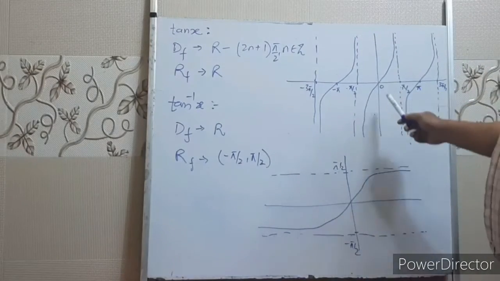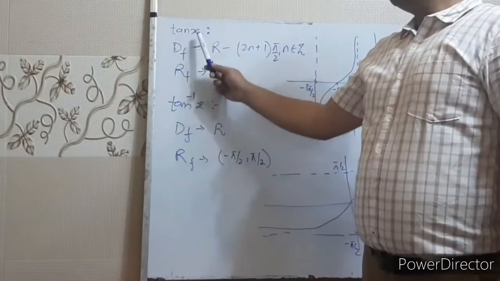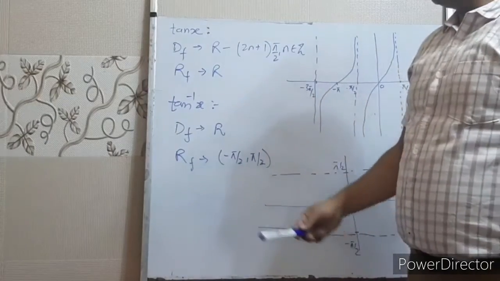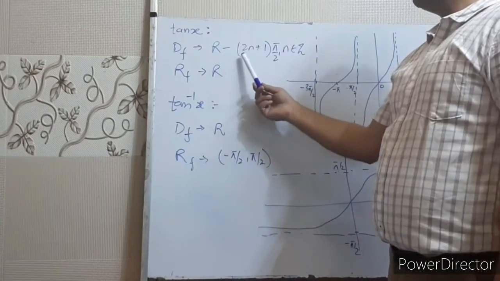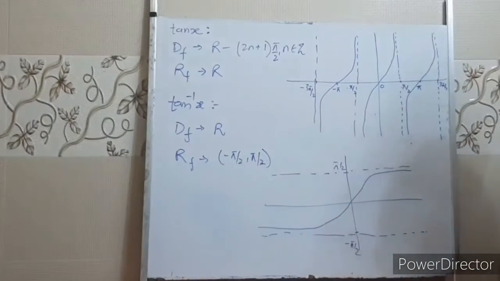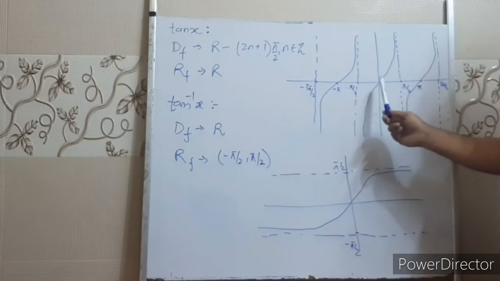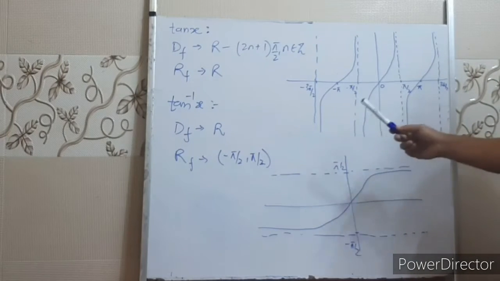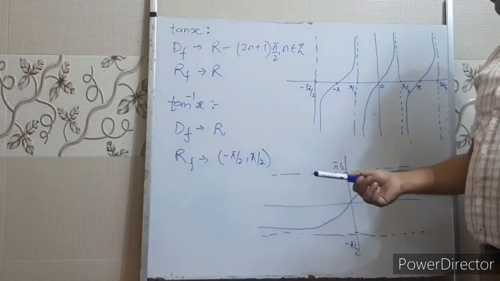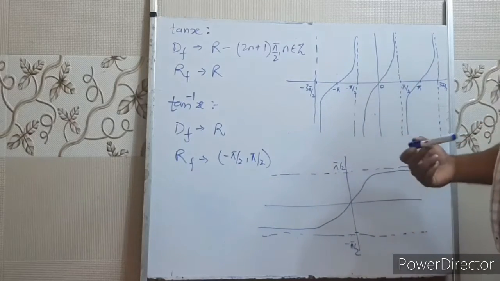Now you see the graph of tan x. The domain of the function tan x is all real numbers except odd multiples of pi by 2, or you can say real numbers minus (2n+1) into pi by 2, where n belongs to integers. Because tan x is not defined at pi by 2, 3 pi by 2, odd multiples of pi by 2. Because what is the value of tan 90? Not defined. What is the value of tan 3 pi by 2? Not defined. Because tan x is not defined at 3 pi by 2, so we cannot represent it on the graph.